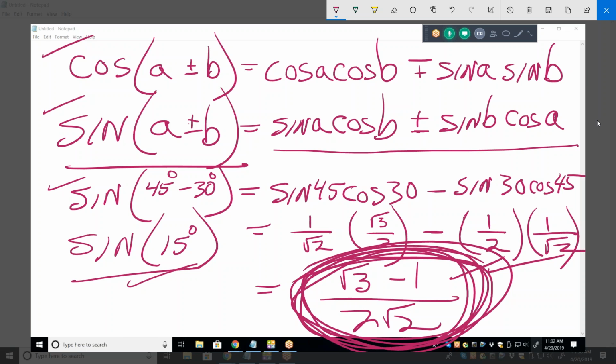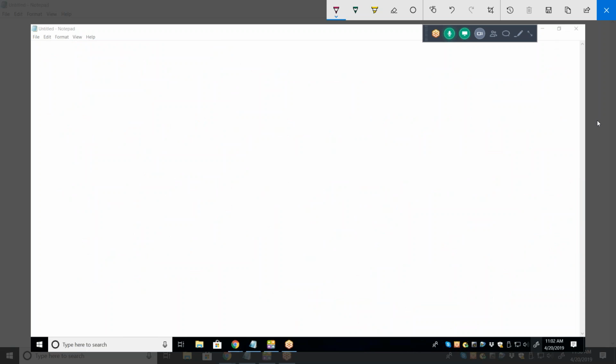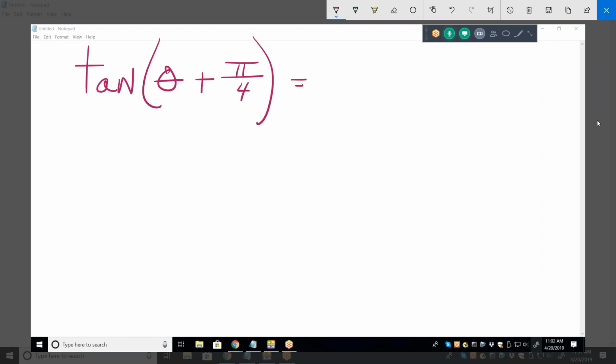All right, let's see. If we're going to go for another 10 minutes, we've got time for another one. Yeah, I'm going to do a hard one for us. Let's do tangent of theta plus pi over 4 equals cosine theta plus sine theta divided by cosine theta minus sine theta.